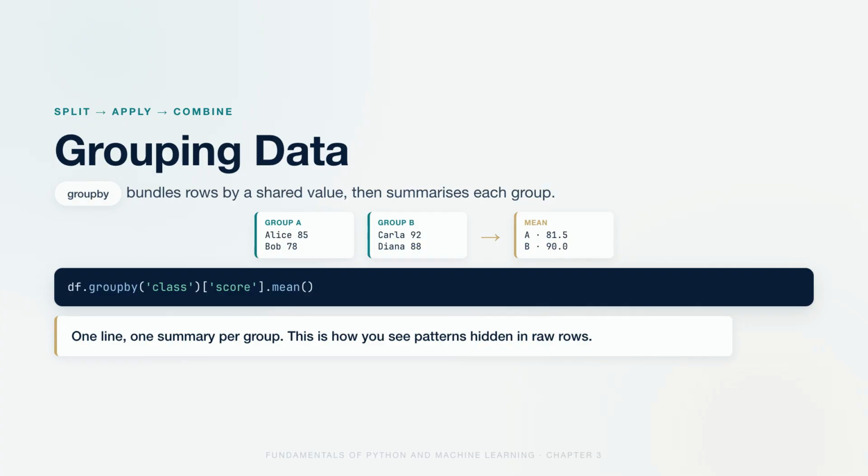For example, if students who failed had much lower attendance, that could suggest attendance is related to the final result. Grouping is often used before machine learning because it helps us understand relationships in the dataset. It does not prove cause and effect, but it helps us ask better questions.